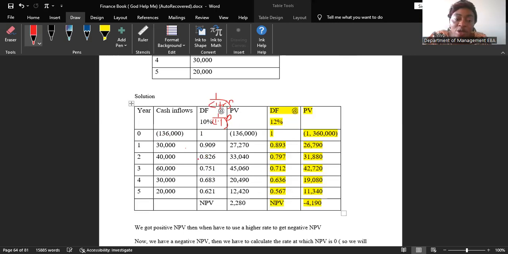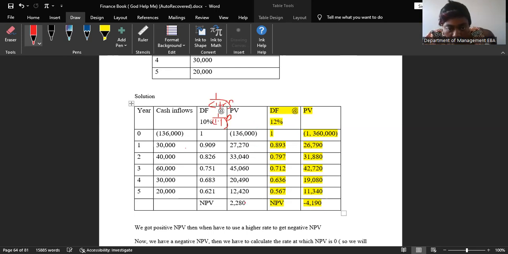When we go to the first year, it will be 1 over 1.1 raised to the power 1. We calculate it, we get 0.90. Then the second year, 1 over 1.1 raised to the power 2, we get 0.8. Then the third year, raised to the power 3, we get 0.751. Then the fourth year to the power 4, the fifth year to the power 5. After, just like NPV, we multiply. This negative figure times 1, we get the same. Then 30,000 times this discounting value, we get 27,000. 40,000 times this, we get 30,000.